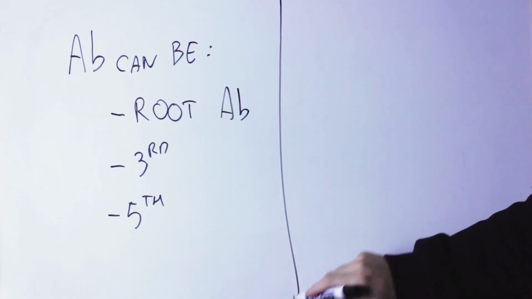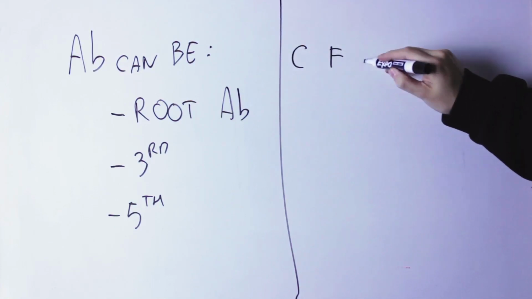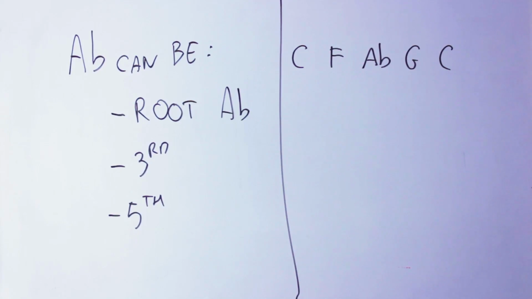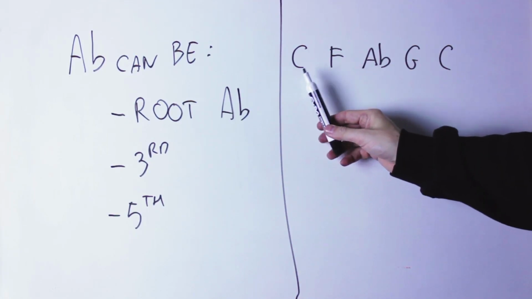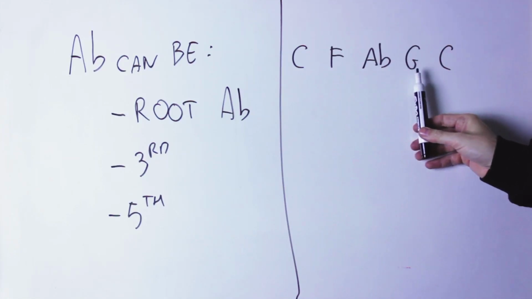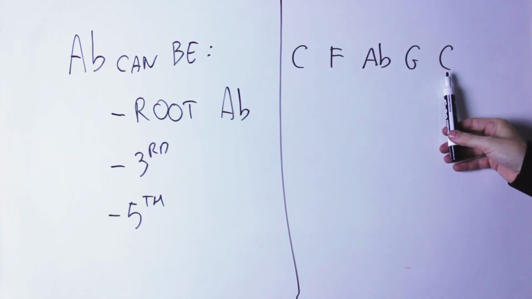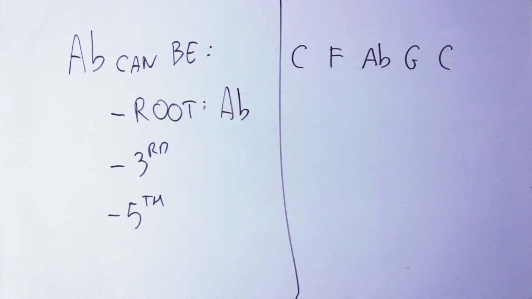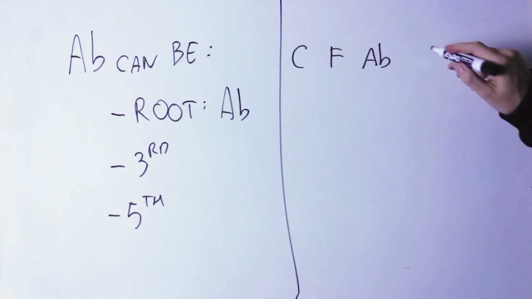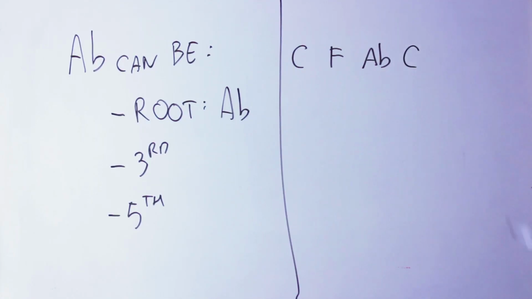So now we can have chord progressions using the A flat major chord that sound like this. For instance, this is C, F, A flat major, G, C. Again, the A flat major chord can be followed by a G chord or by a C chord. This way, the A flat note will resolve down to the G note.